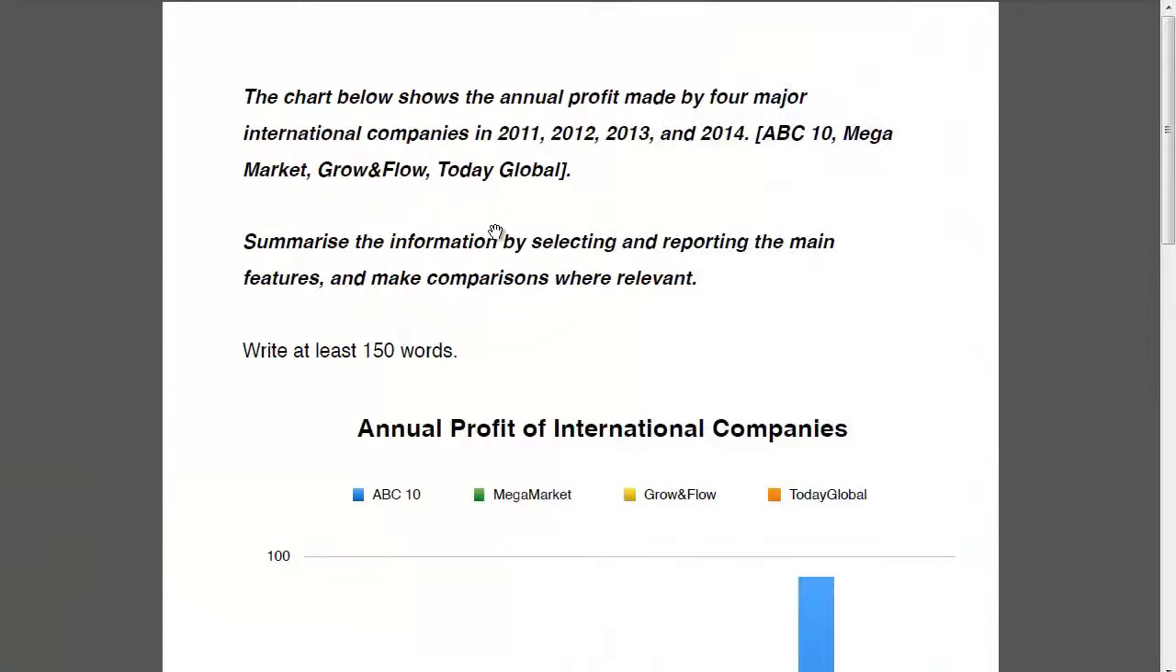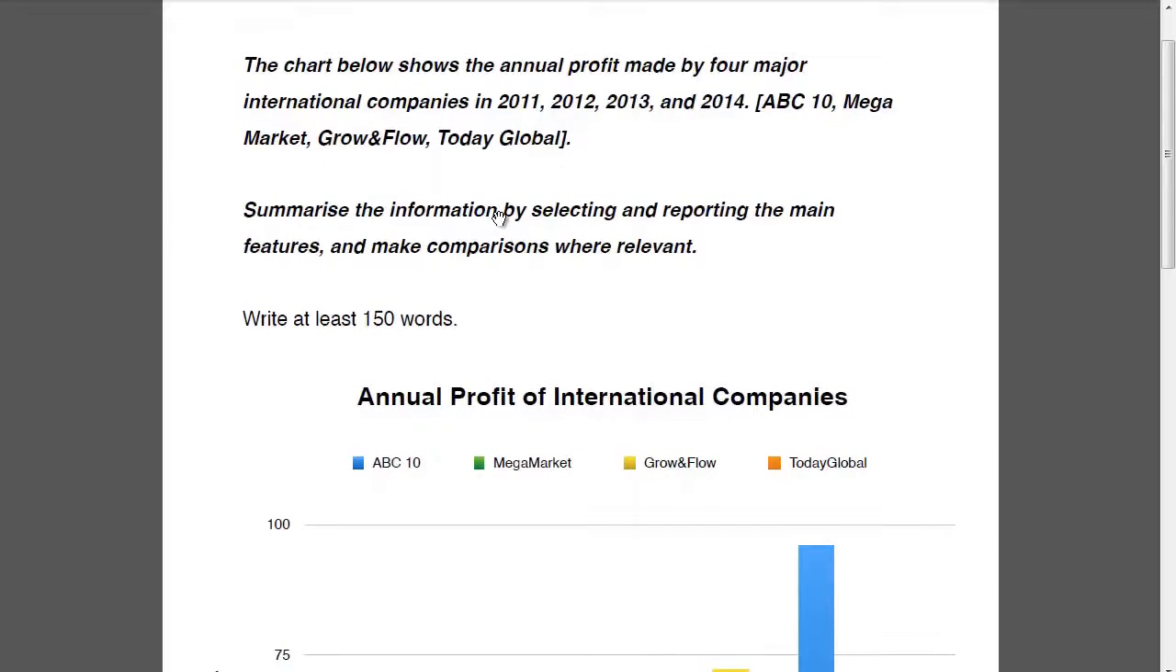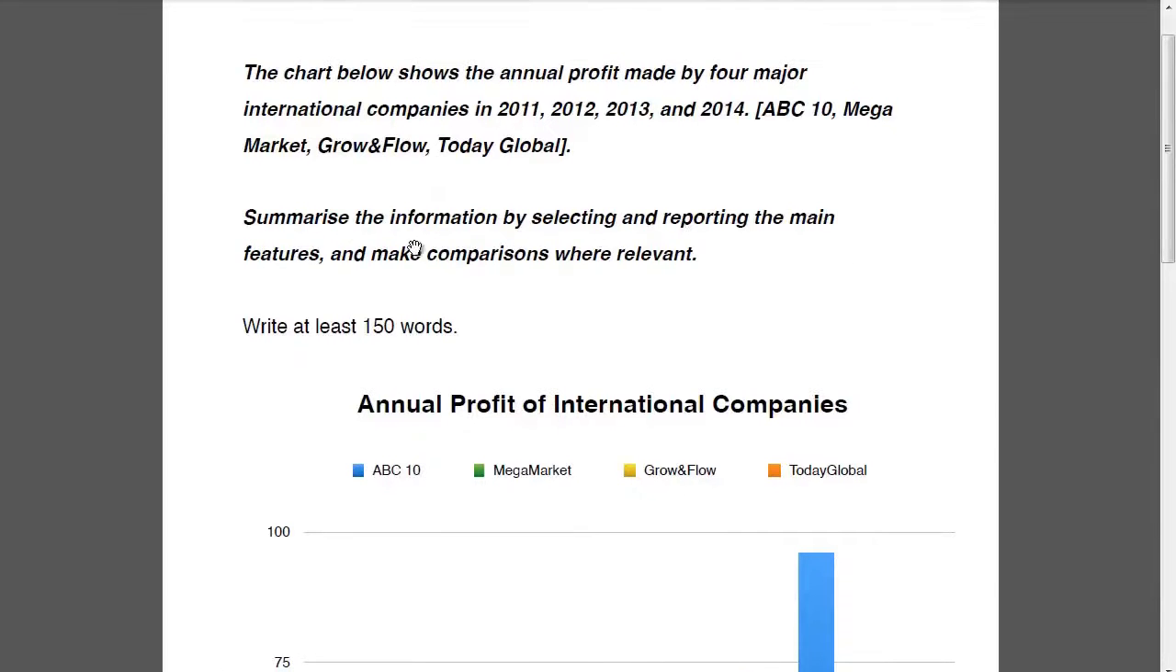For example, so this is the second part of the question. We read, summarize the information by selecting and reporting the main features and make comparisons where relevant. We underline what we need to do, and in this case it is summarize the information, we underline that, report the main features, we underline that, and we compare, we make comparisons between the companies, all right?